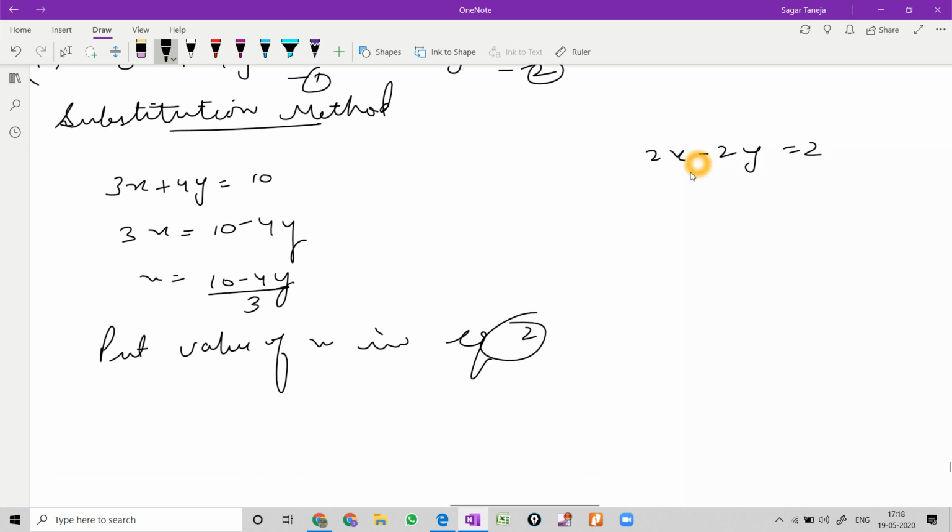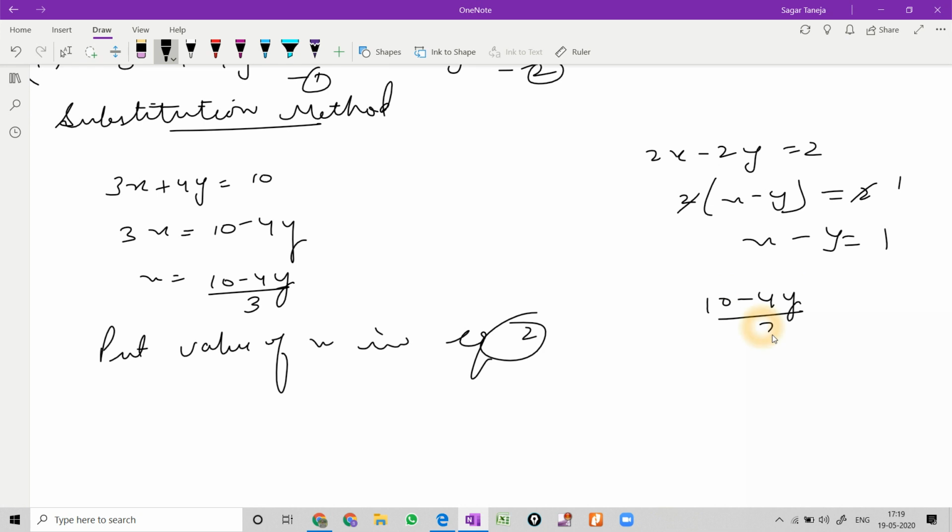You can make it easier by taking 2 common. 2 and 2 will cancel out, so it is converted into x minus y is equal to 1. Put the value of x in this: 10 minus 4y upon 3, in place of x I have written this. So after this we have minus y is equal to 1. Take LCM. 10 minus 4y minus 3y.